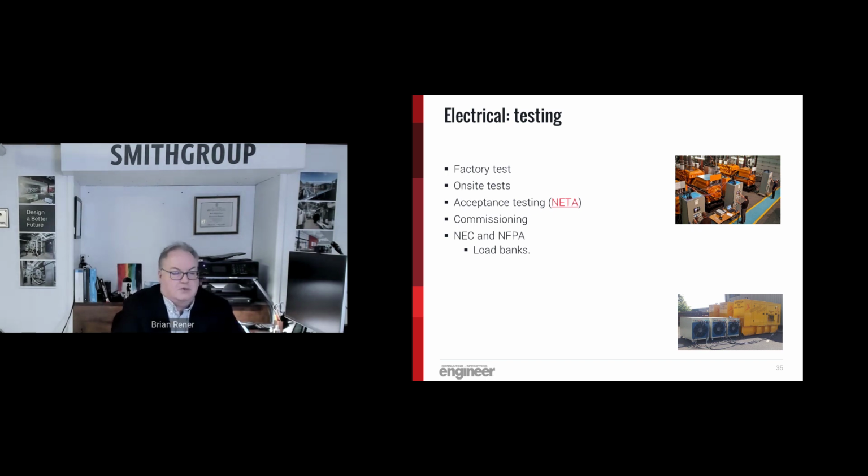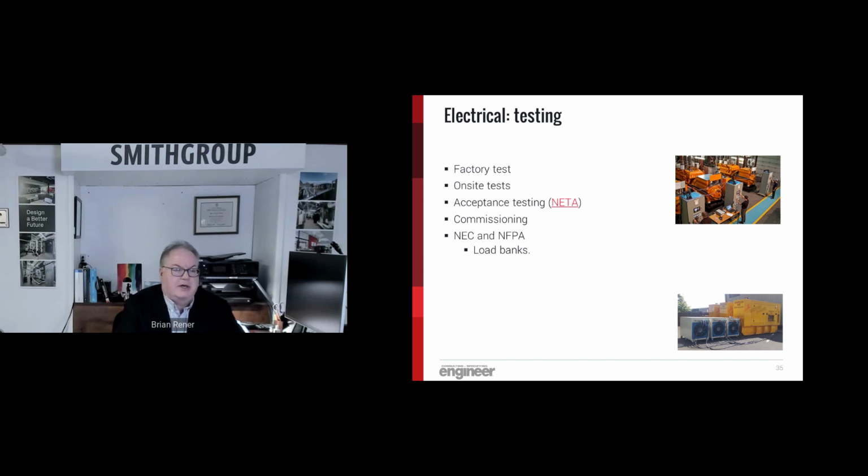Testing is really important for mission critical, for any time you're going to use a generator for a facility, but particularly mission critical. There are a lot of different tests. There's factory tests. If you can, it's great to go see these, witness test them as the engineer or owner at the factory before they're shipped. There are on-site tests that can be performed with the supplier of the generator or with other professionals. One of those on-site tests is called acceptance testing, and it's covered under the NETA standard. They basically check all the wiring, every kind of detailed test or inspection that you might want on switchgear and generators.